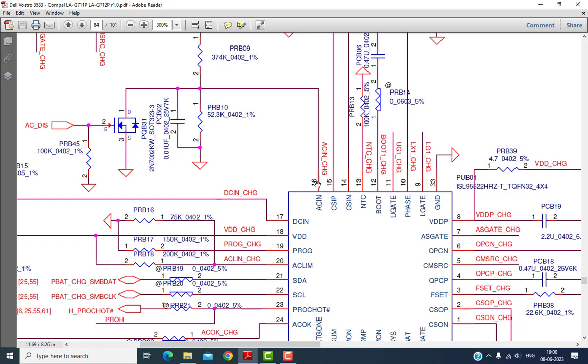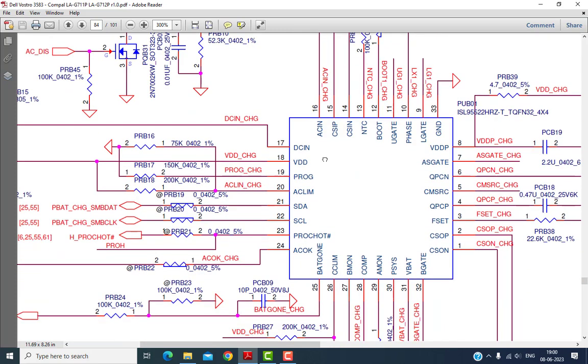So friends, you have to check this test point number 2. First thing you have to check is DC in pin number 17, that is 19 volt. Second thing, pin number 8, 5 volt, and third thing, AC in 3 volt. Then after that, pin number 16, and pin number 24 is called the AC OK signal. This is the input pin and this one is the output pin, the AC OK signal.